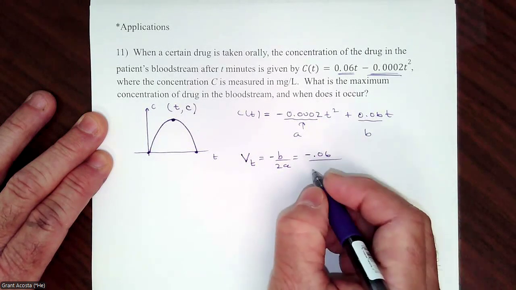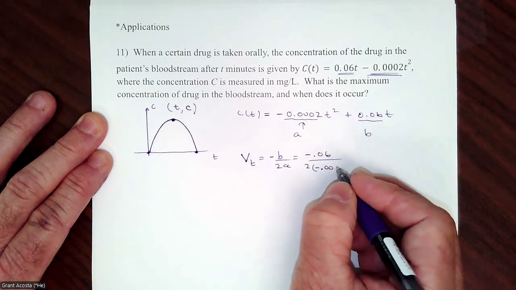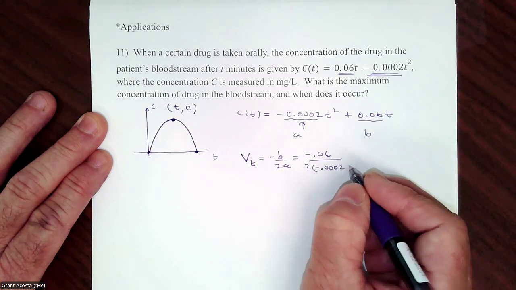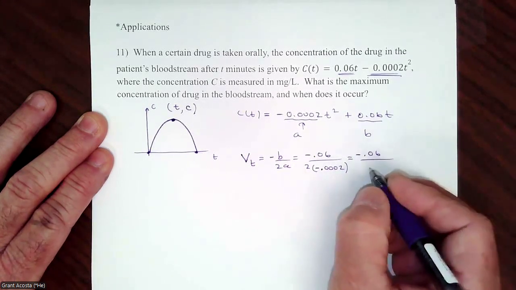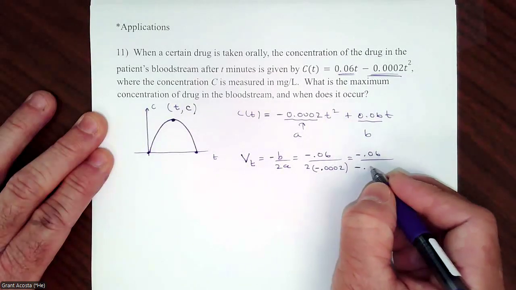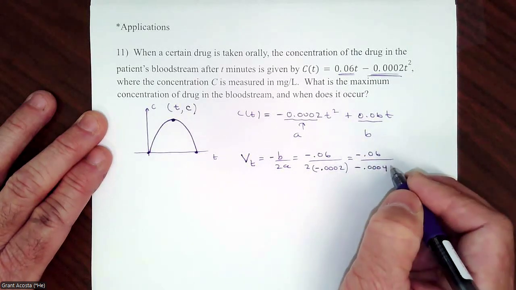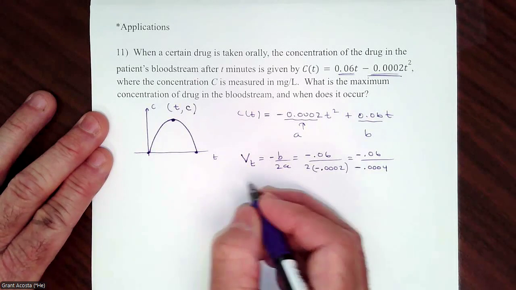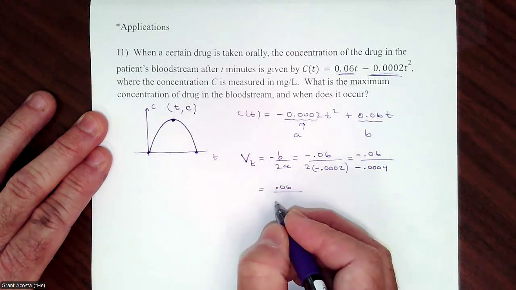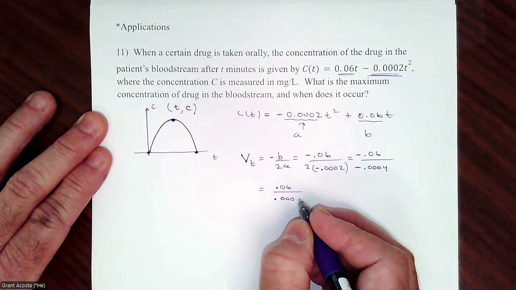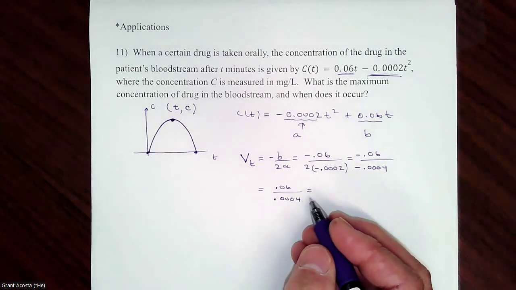So -0.06 divided by 2 times -0.0002 gives me -0.06 divided by, if you multiply that by 2, -0.0004. So this is obviously going to be positive. Okay. Let's go down here. So this is going to be positive 0.06 over 0.0004. Okay, working with decimals without a calculator.